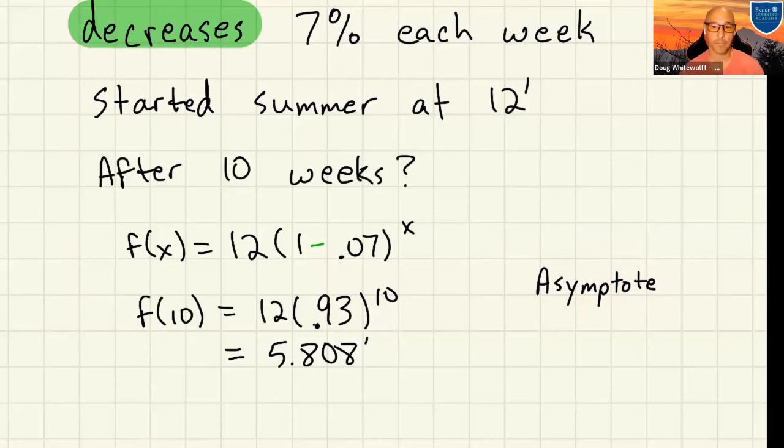So yeah, there's an asymptote, and that's an important idea when it comes to exponential values. So let's see.